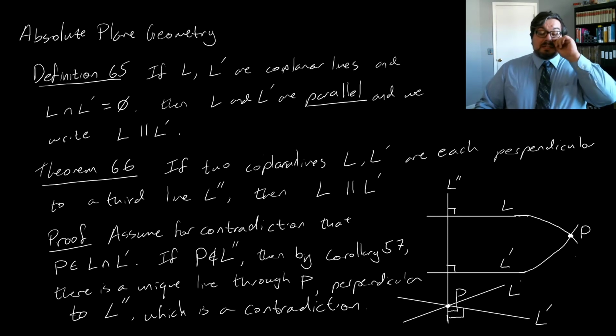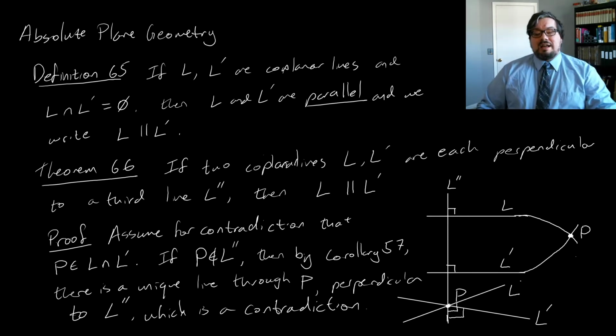So Theorem 66 says that one way of showing that two lines are parallel is to show that they're each perpendicular to a third line.